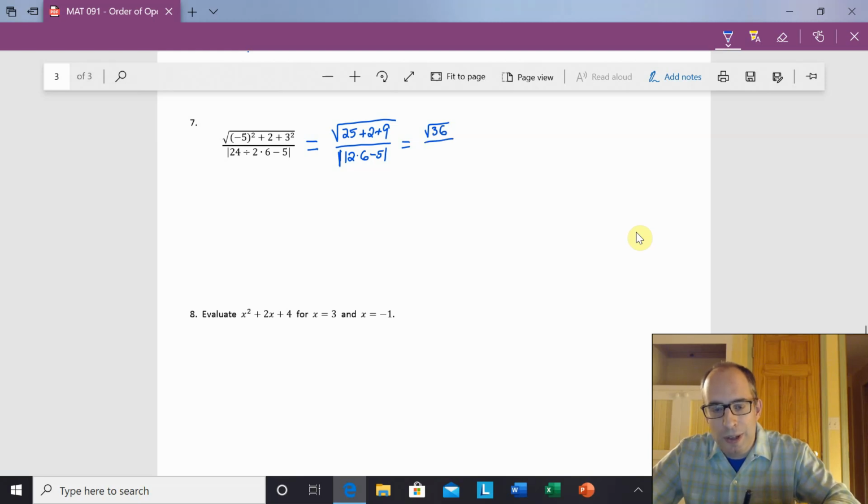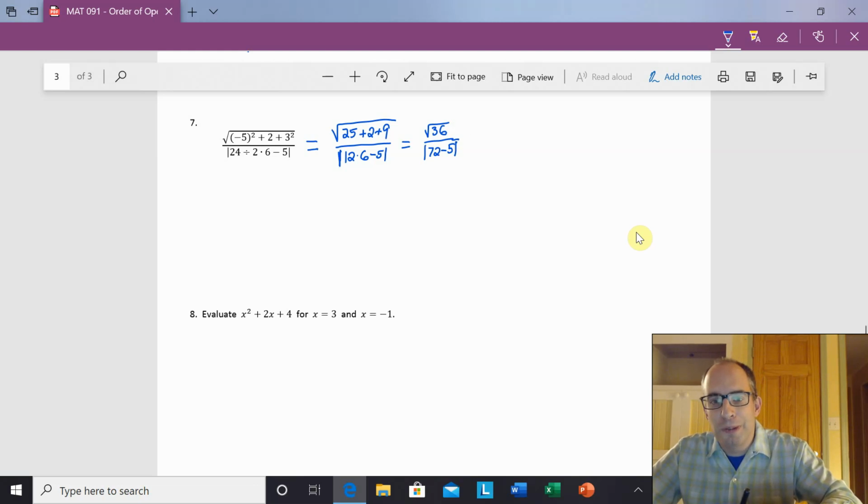And then underneath, it would be multiply first. So 12 times 6 is 72. So this is going to be the absolute value of 72 minus 5. Extend that division line a little.